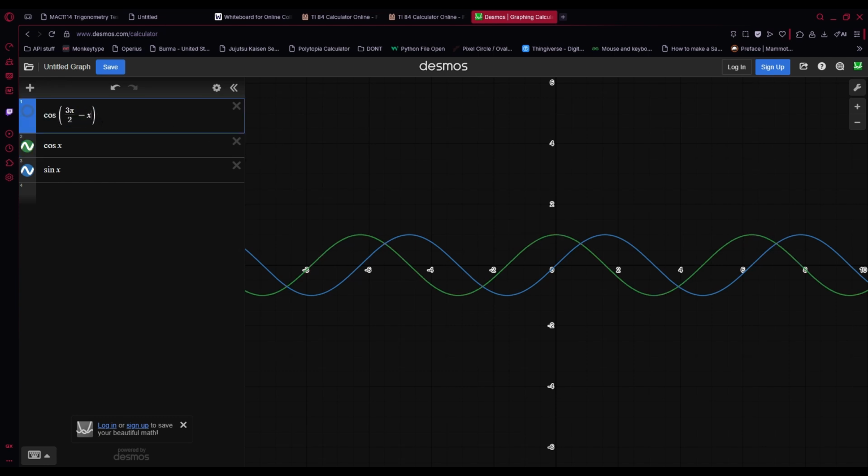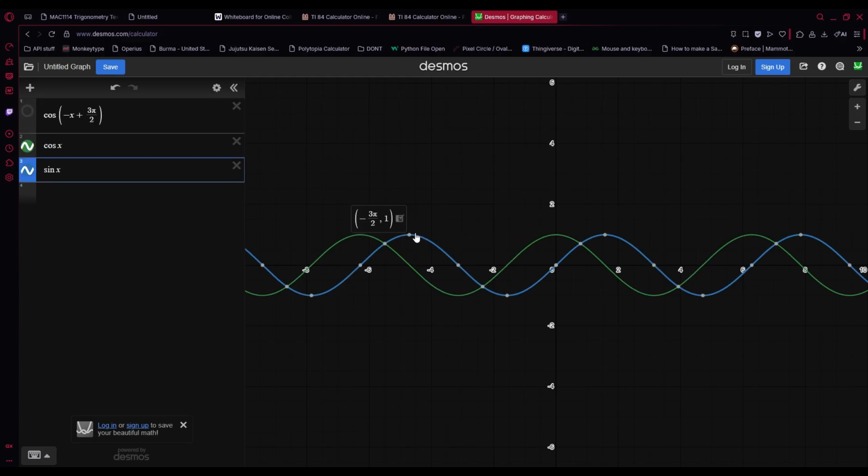You remember from the previous unit how to do translations. So if I reorder this a little bit so it fits the formula, negative 1 is the b, and this right here is the c value. To find phase shift, we do c over b, so 3 pi over 2 over negative 1, that's negative 3 pi over 2. So we're going to move this function negative 3 pi over 2.